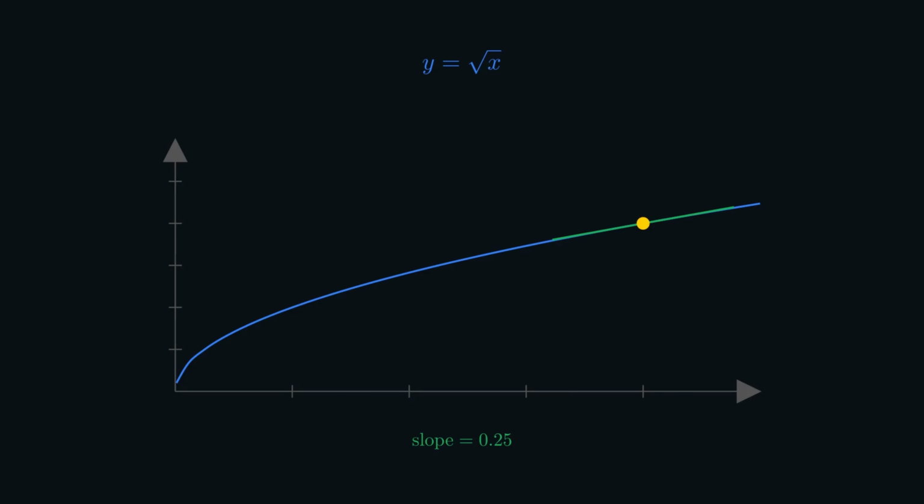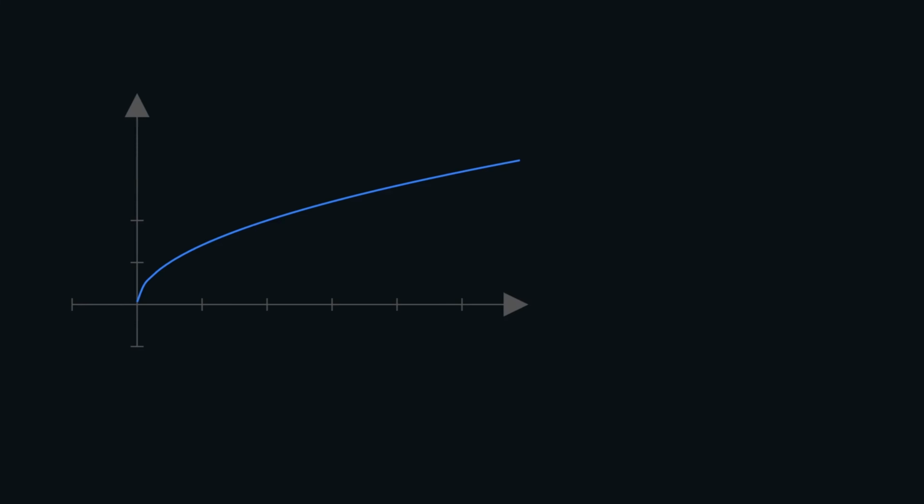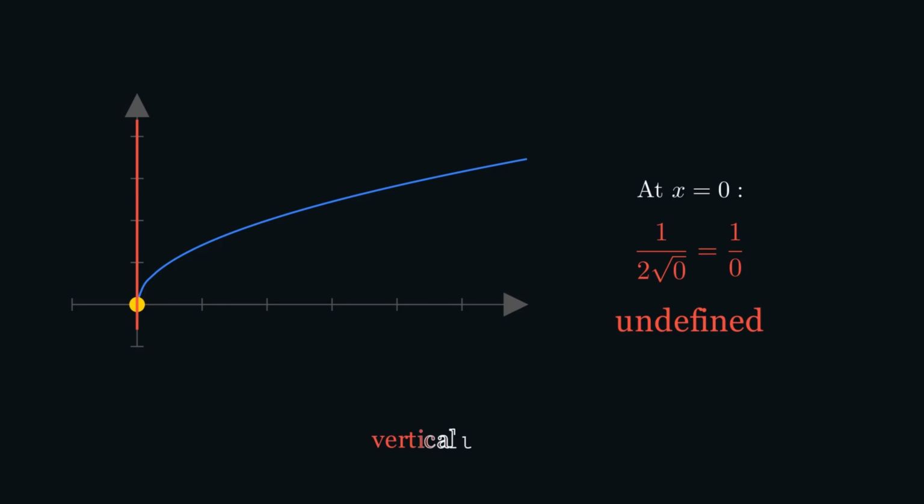A note about x equals 0. When y equals square root of x, the derivative is 1 over 2 root x. At x equals 0, we would have 1 over 2 root 0, which equals 1 over 0. This is undefined. The tangent line at x equals 0 is vertical. It has no defined slope. The curve is infinitely steep at that point.